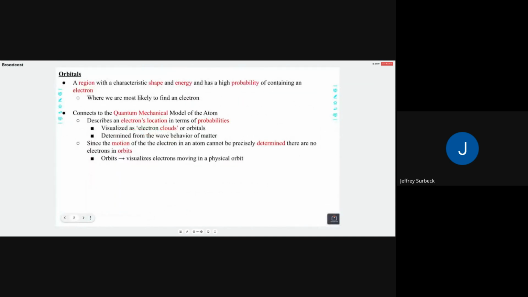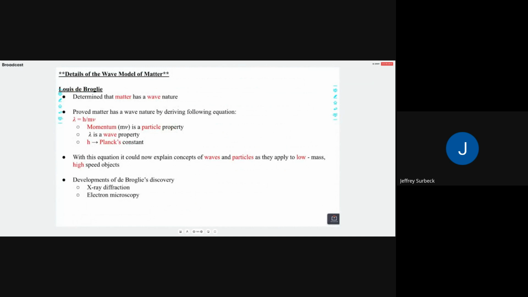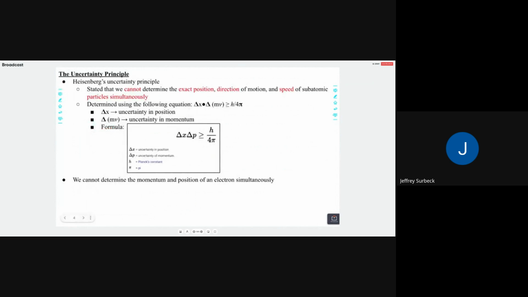Okay, so again, orbitals, right? Probability of finding it, right? What we skipped over was this right here. De Broglie. He is the one that says electrons are going to move as a wave. Okay, he proved it mathematically, again, using Planck's constant. At about the same time Heisenberg is recognizing this info and doing his own experiments, that's when we got to Heisenberg's uncertainty principle. Okay, so we should have had that de Broglie slide here.